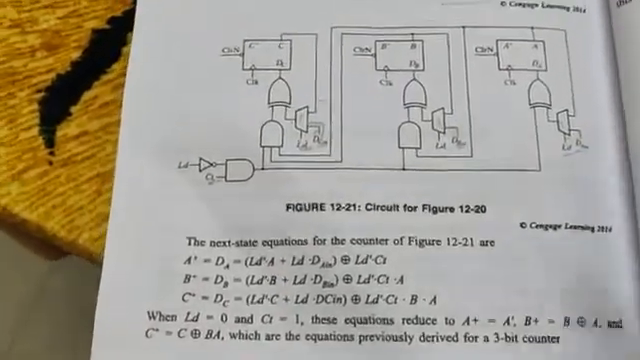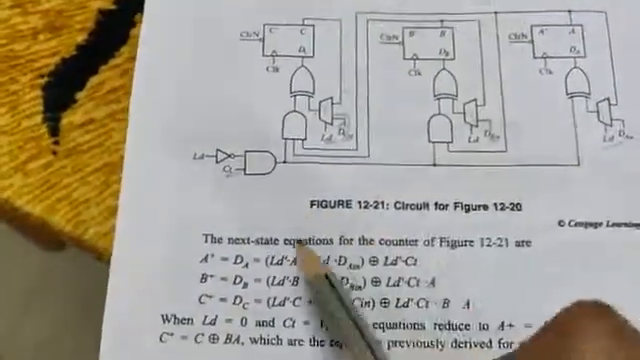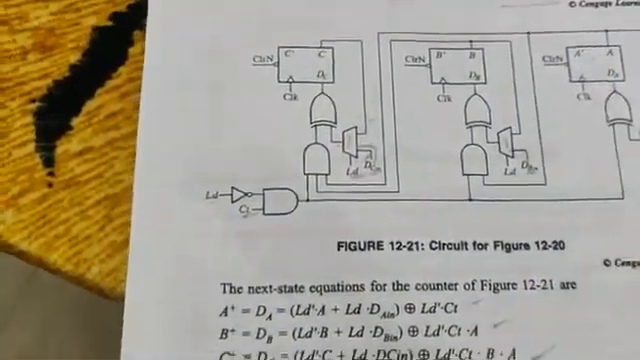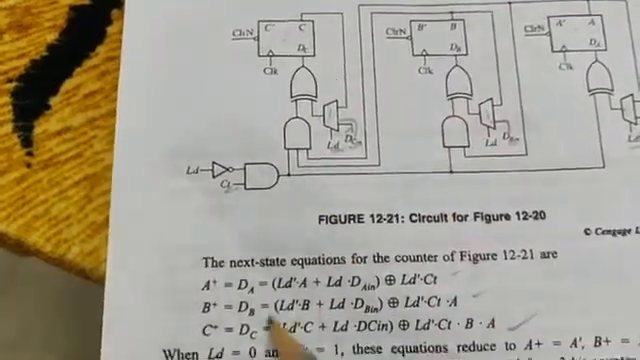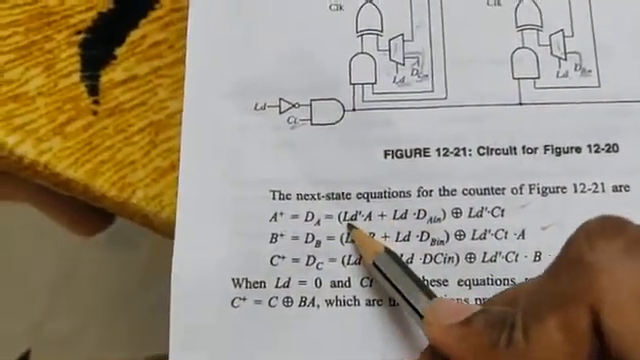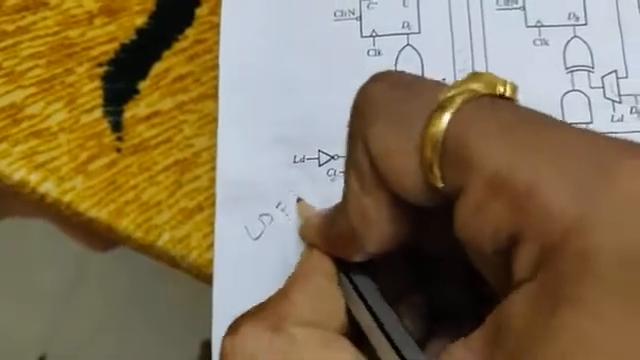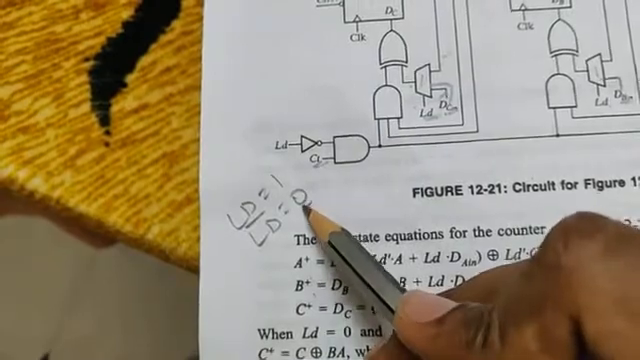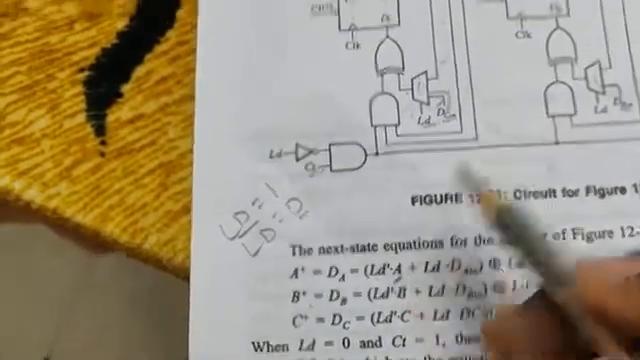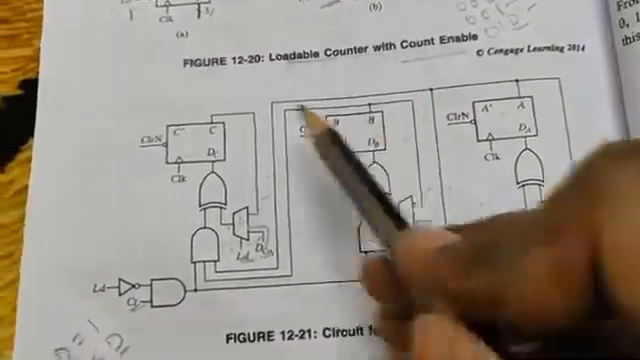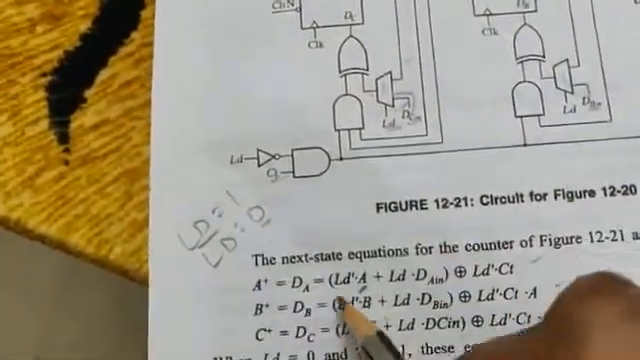Okay, so based on this circuit diagram, they have written the 3 equations here. A plus is with respect to this, B plus with respect to this, C plus with respect to this. So you can notice here, load means 1, load bar means 0. Whenever load is 0, it accepts the data from A, meaning from the previous state. B, previous state. C, whenever the load is 0, load bar.